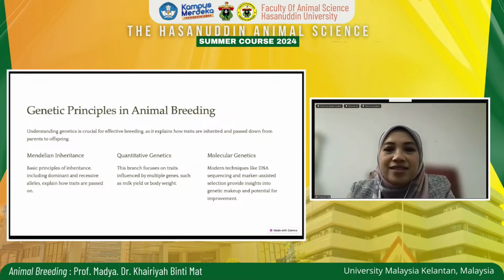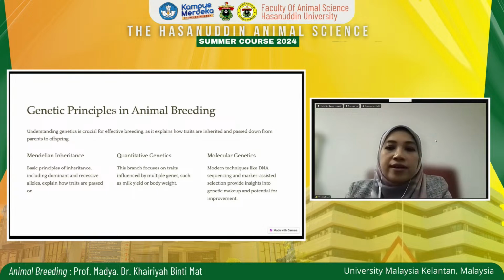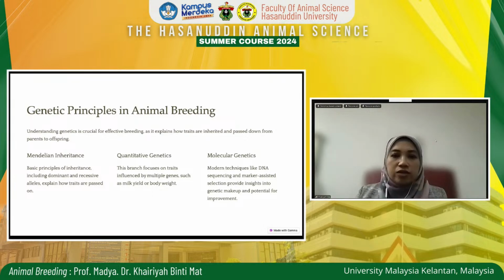So we need to understand how they are interlinked together. And then, of course, with the aid of molecular genetics, modern techniques like DNA sequencing and marker-assisted selection will provide insight into the genetic makeup. From this, we can compare all the information, and we need to map which gene relates to this and that trait, how much that gene affects this trait, and how much this trait can be passed to the next generation.